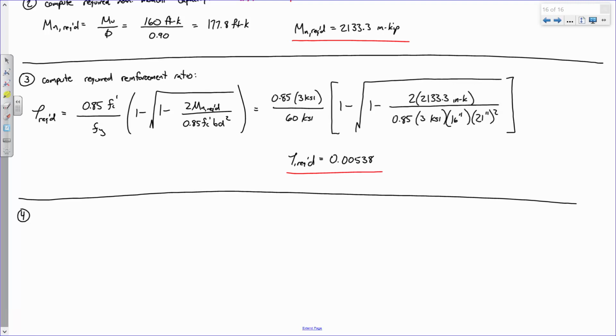So, step 4, compute required steel area. Now that I have a rho, I can say As required is just rho b d.